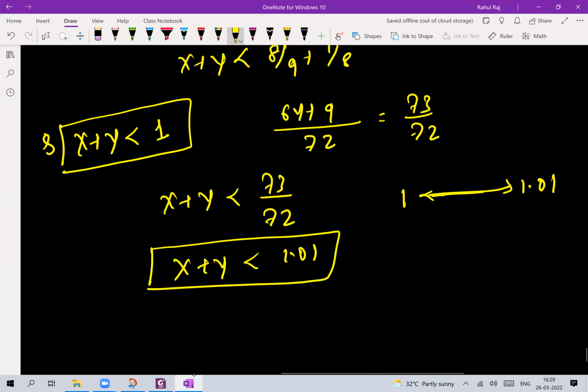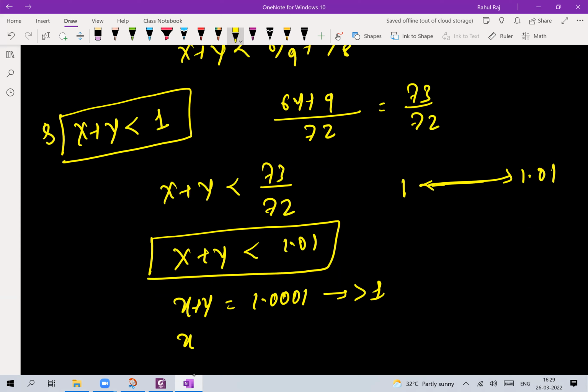If x plus y is less than 1.01, can I say x plus y can be 1.000001? And this is actually greater than 1. And can I also say x plus y can be, if it is less than 1.01, it can be 0.5, which is actually less than 1. So I have a no situation, I have a yes situation, even after combining. So I mark answer E.